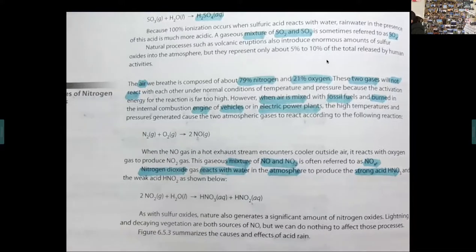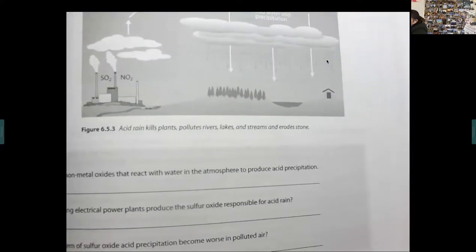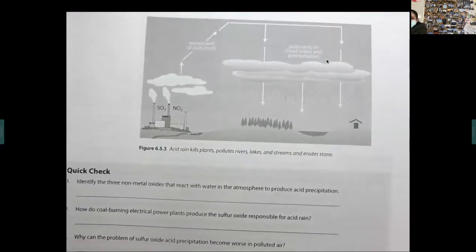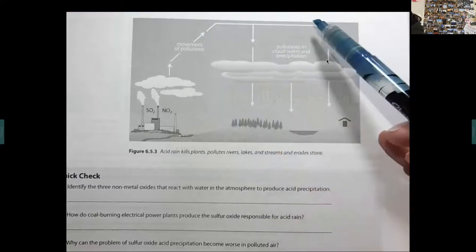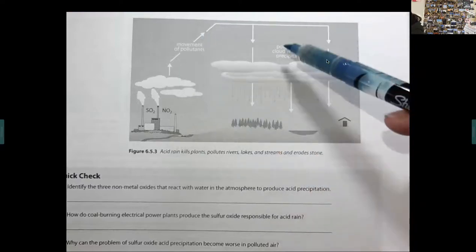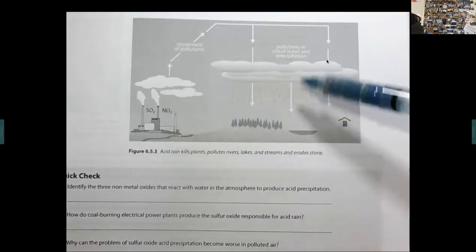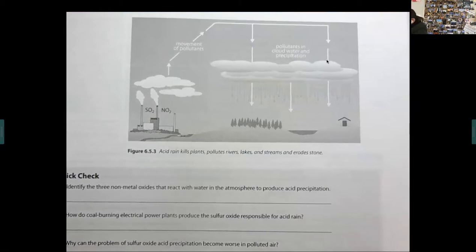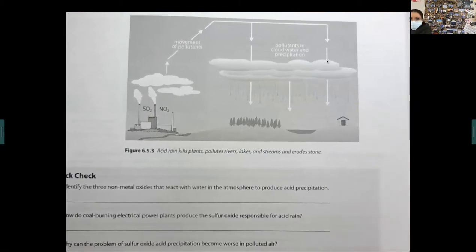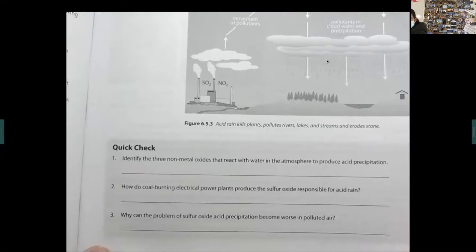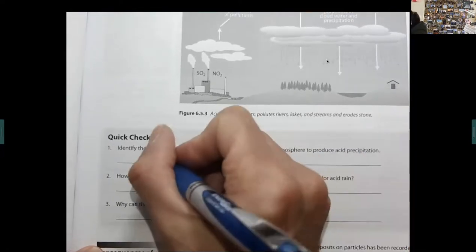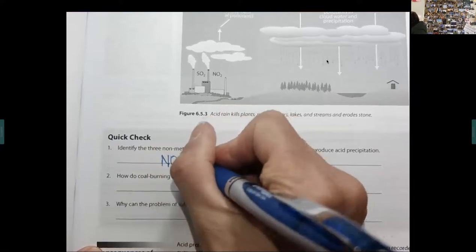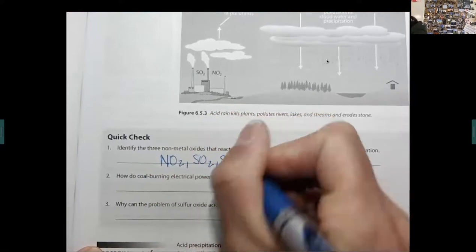Okay. If you take a look at the next page, they've shown you a summary of the cause and effect of acid rain, your NO2 and your SO2 pollutants moving into the atmosphere, reacting, getting into that cloud water precipitation and coming back down. Let's take a look at the quick check here. It says identify the 3 nonmetal oxides that react with water in the atmosphere to produce acid rain. This is going to be NO2, SO2, SO3.